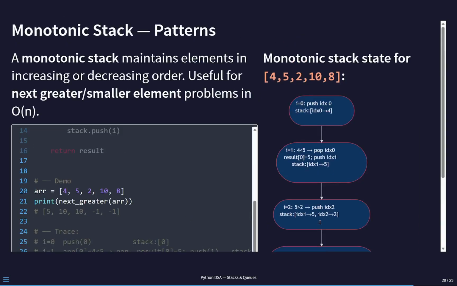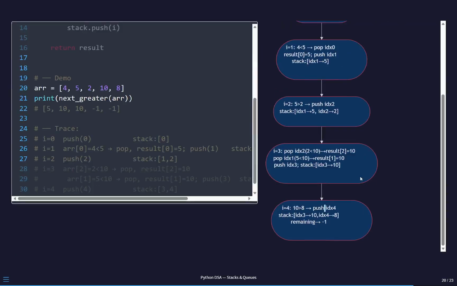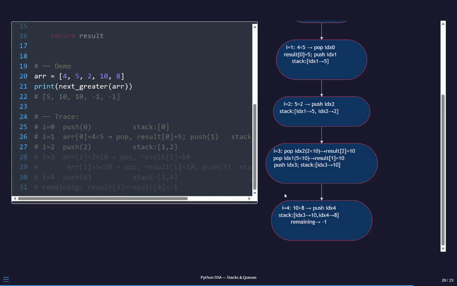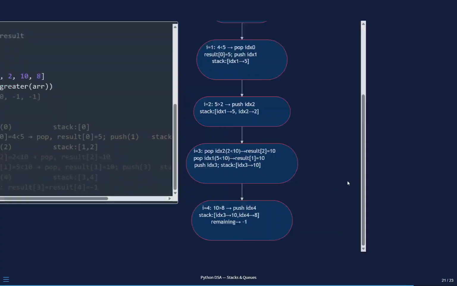Push index 3. At index 4, value 8 is less than 10. Push index 4. Remaining indices 3 and 4 stay at -1. Final result, 5, 10, 10, -1, -1. One pass, O(n) total. Each element is pushed and popped at most once.